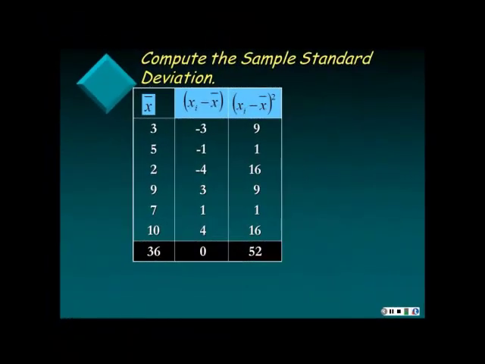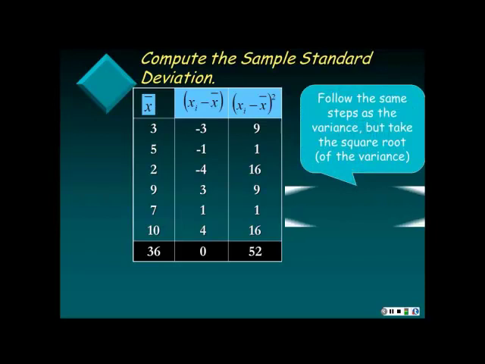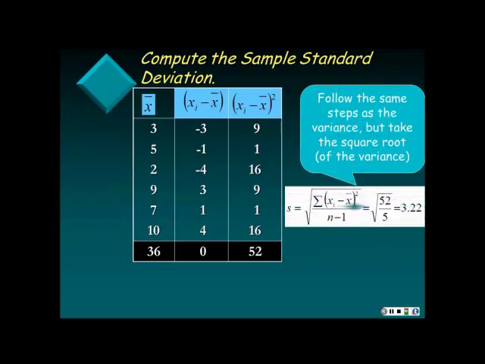Okay, the sample standard deviation, quite similar. So standard deviation is just the square root of the variance. So follow the same steps. We've got the sum of the squared deviations, 52, divided by n minus 1. Then take the square root. So my formula now is s is equal to the square root of the sum of the squared deviations divided by n minus 1. That comes out to be 3.22.